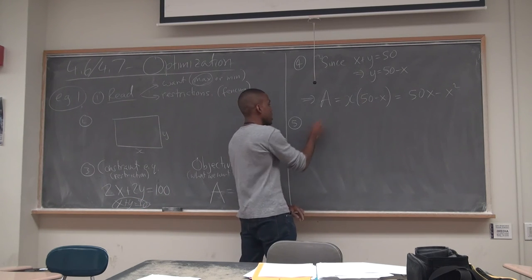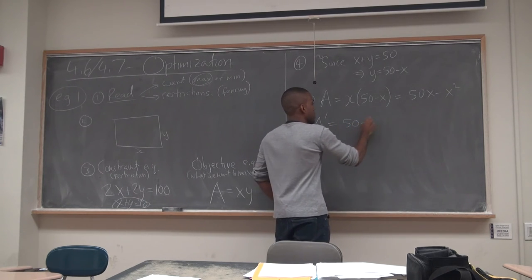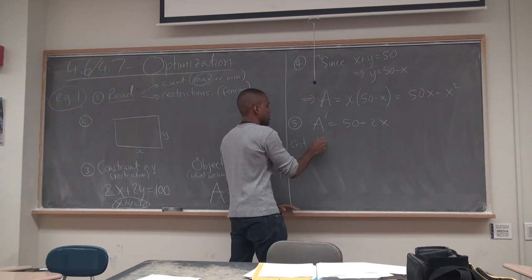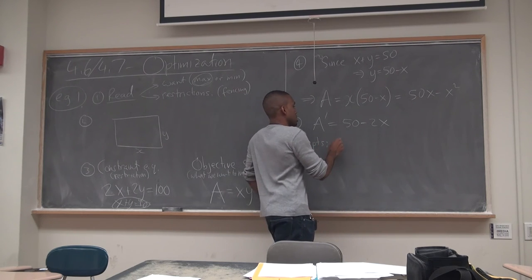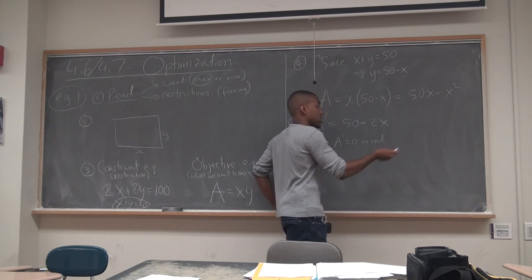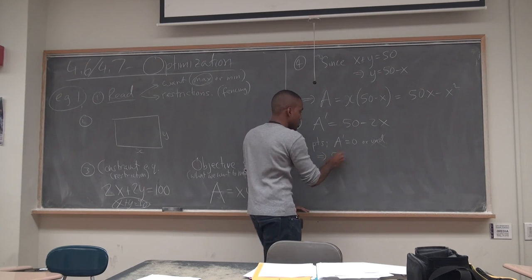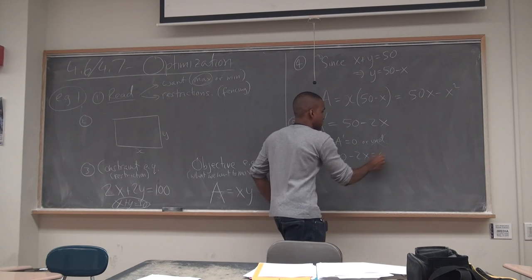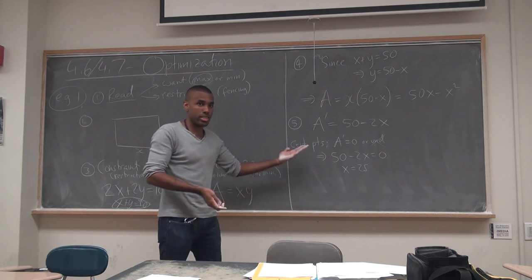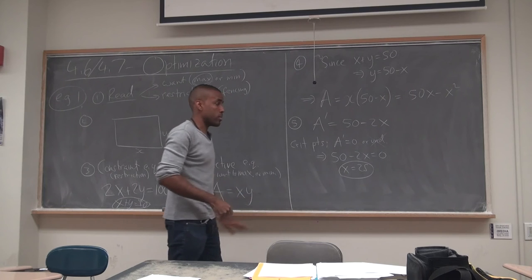So what we're going to do is find the derivative. This is going to be 50 minus 2x. Now I'm going to find critical points. This means my A prime equals 0 or undefined. It's never actually undefined. It's a polynomial. So this means it's where it's equal to 0. And x is 25. You will notice that if you did the vertex formula, that's the answer you would have gotten. So my x must be 25.